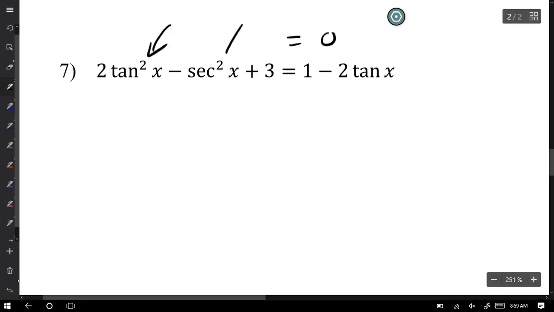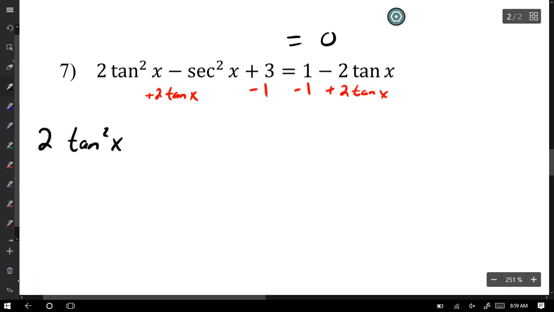And I see I have squared terms, so I know I'm going to have to set equal to 0 at some point, and I might as well do it now. So I'm going to subtract 1, which I'll line up with the like term here, and I'm going to add my 2 tangent of x, which there is no just tangent of x, so I'm just going to slide it right there. So right now, here's what I have: 2 tangent squared of x plus 2 tangent of x minus secant squared of x plus 2 equals 0.